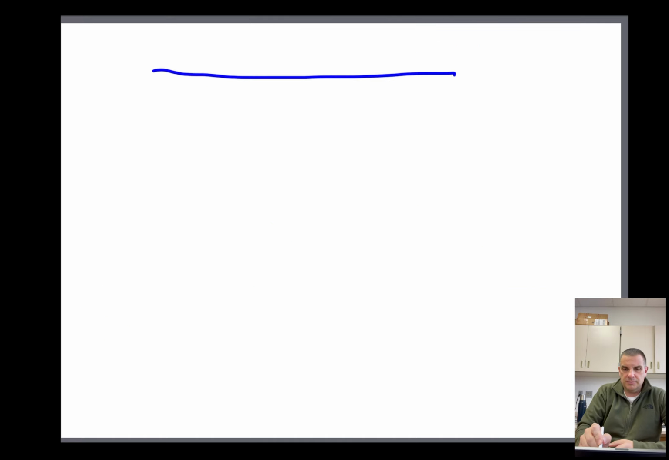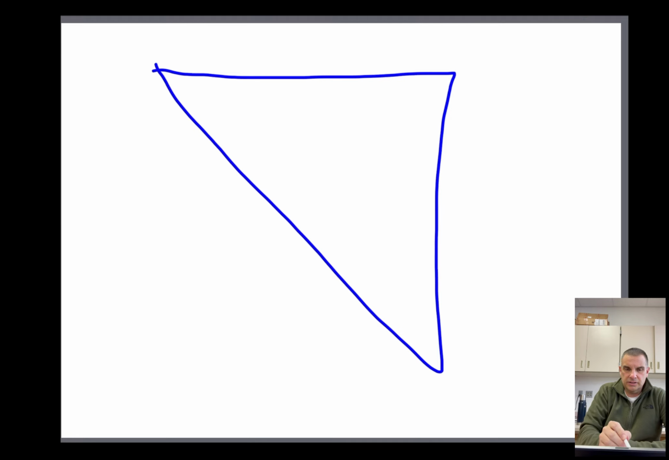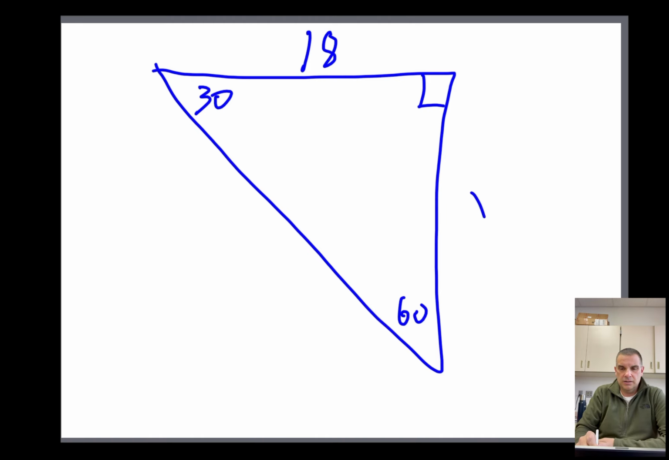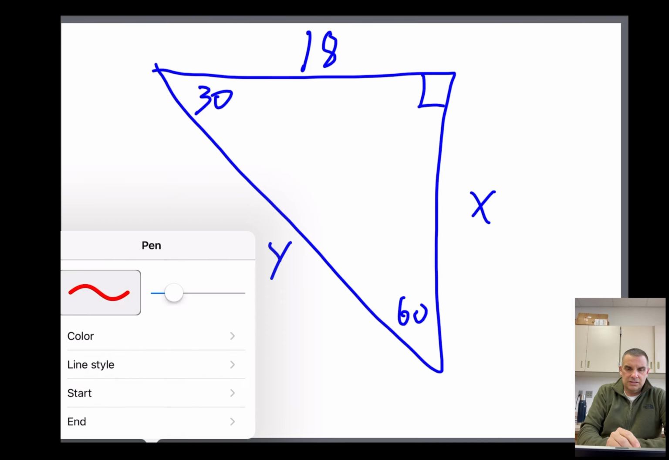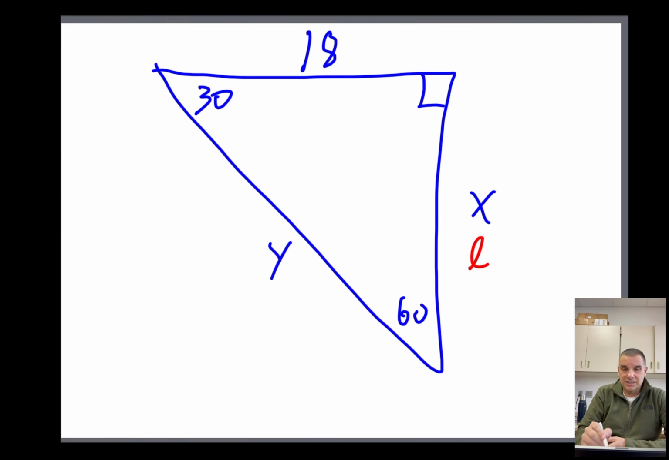Okay, the next one. You can probably imagine where this one's going. Here's our 30. Here's our 60. Here's our 90. This time I'm going to give you the long leg is 18. We're going to find x and y. Again, I'm going to label them. This is L. This is L radical 3. And this is 2L.